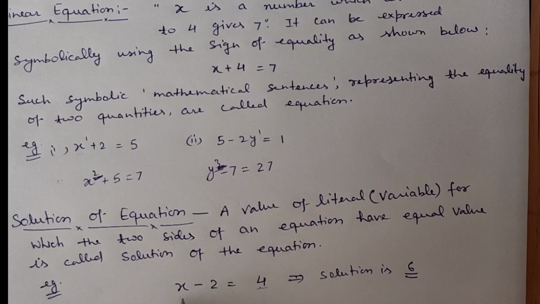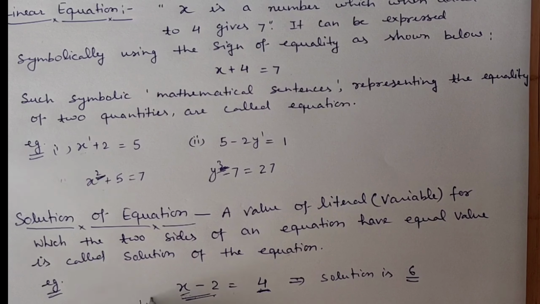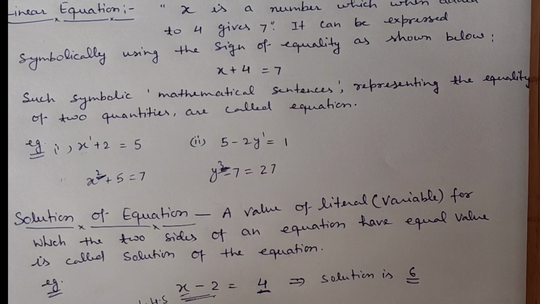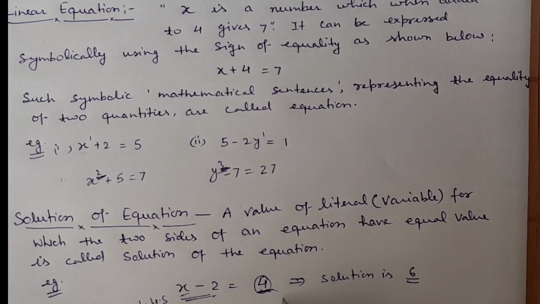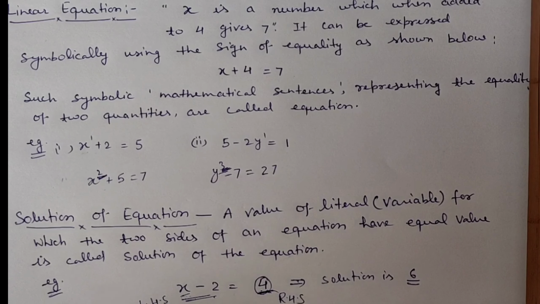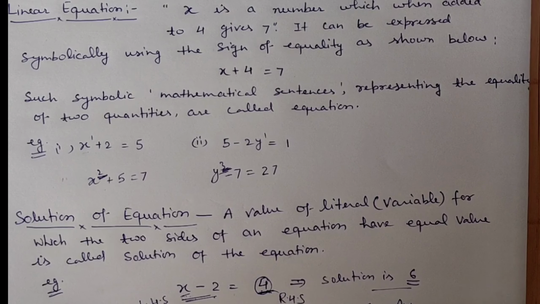So you can see here, if we put 6 at the place of x, 6 minus 2 is equal to 4. So the value of left hand side on putting x is equal to 6 is 4, and the value of right hand side is already 4. So now left hand side and right hand side are both equal for which value of x? For the value of x, 6. So 6 is the solution, that is, x is equal to 6 is the answer for this linear equation.